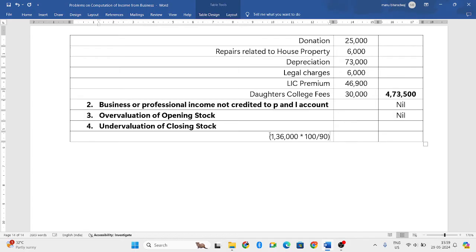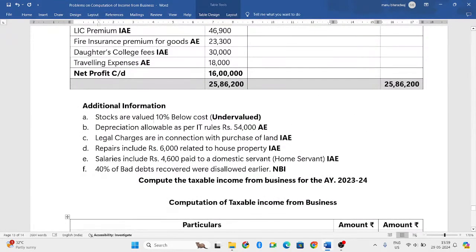So 1,36,000 into 100 divided by 90 will give us an answer of 1,51,111 rupees. Now, how much was it undervalued? The stock that was undervalued is by how much? 10%. So now we want to know the difference amount.